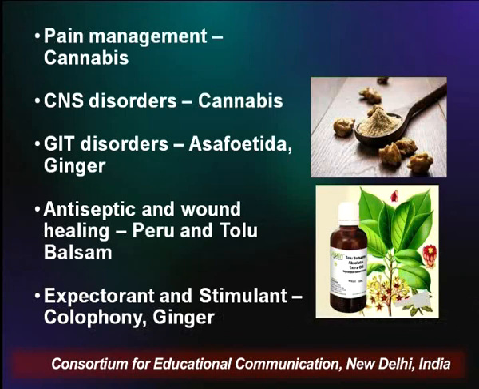Certain types of resins like asafoetida and ginger resin are widely used in overcoming various GI disorders. They cause increased secretions in the gastrointestinal tract, thereby increasing your digestion, and they are good carminatives, thereby reducing flatulence. And as we discussed, resins have very good antiseptic and wound healing properties, specifically the balsamic resins. Some of the resins have exhibited expectorant and stimulant action as well, and the most common examples are colophony and ginger.